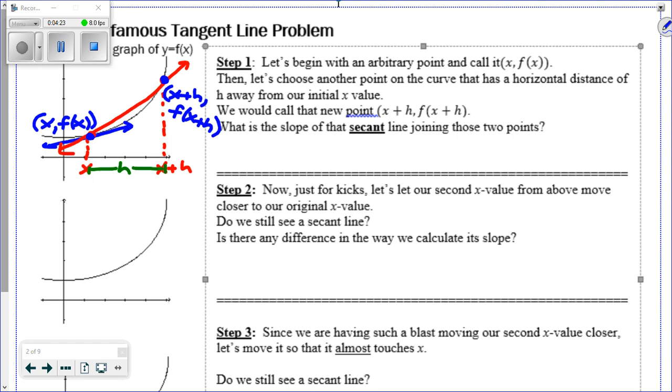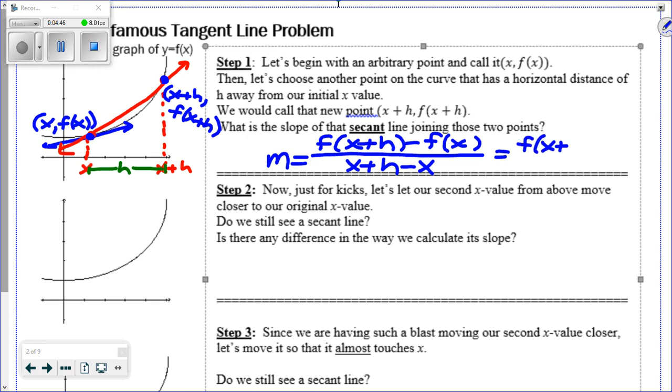So then if I just use the regular slope formula, we know the slope of the secant line is f of x plus h minus f of x all over x plus h minus x. And then we can simplify this because in the denominator, the x's cancel. So this becomes f of x plus h minus f of x all over h. So that would be the slope of the secant line.